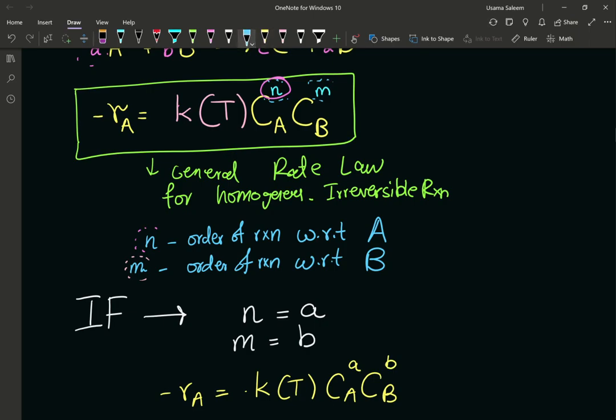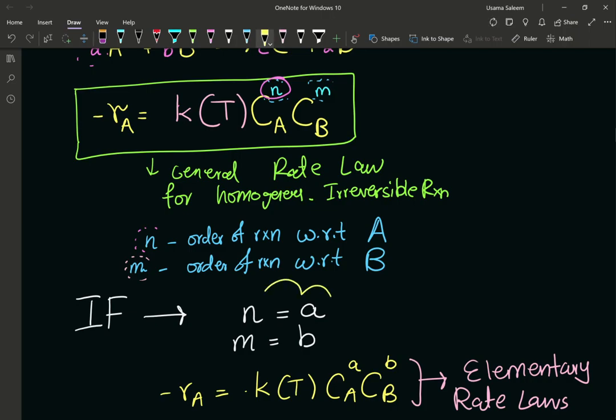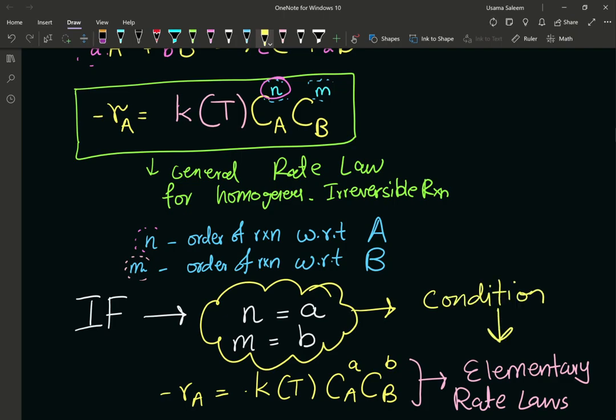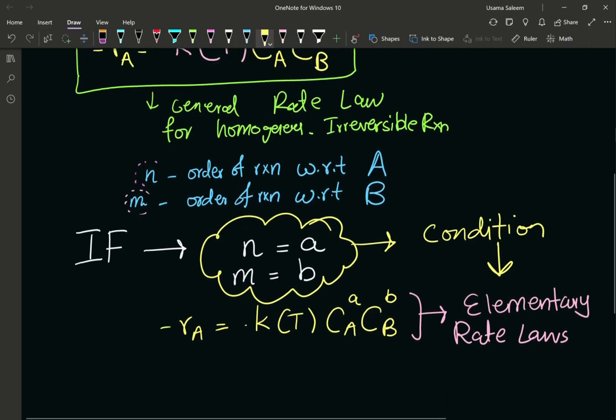This, ladies and gentlemen, becomes an elementary rate law. All right, and I hope you guys are seeing by now what we mean by elementary rate laws. This right here is the condition. This right here is the condition that's going to give you an elementary rate law expression.